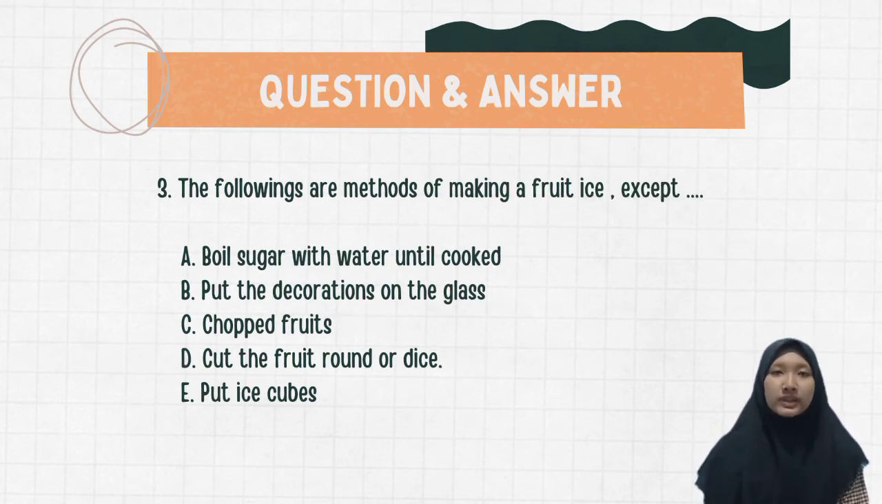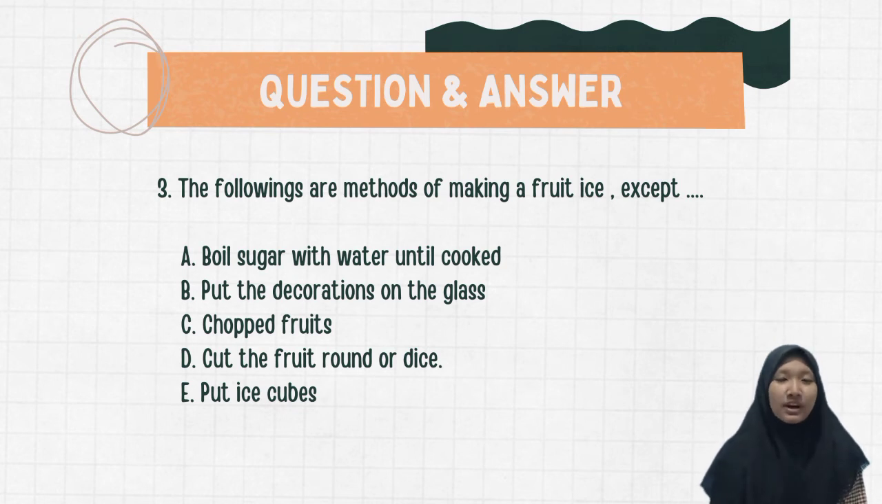The question number 3 is, the following are methods of making a fruit ice, except. Because here it says that we have to look for the wrong method, we need to look at the method section. Option A is the wrong option because boil sugar with water until cooked is the correct method. There is the third method. Option B is the wrong option because put the decoration on the glass is the correct method, that is the last method.